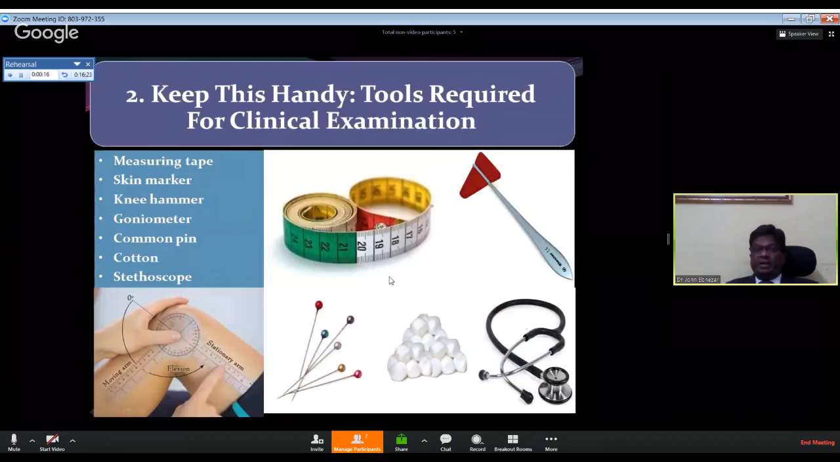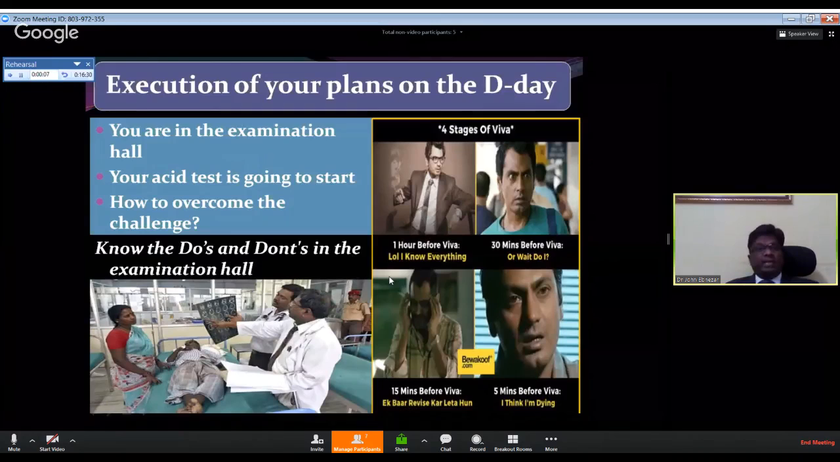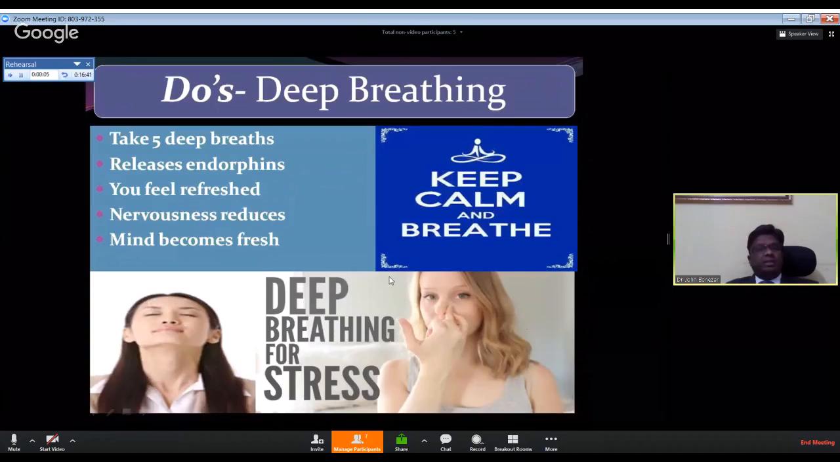And how are you going to execute your plans on the day? You're in the examination hall. Your eyes and discipline start now. How to overcome the challenges? Know the do's and don'ts in the examination hall. Start deep breathing, take 5 deep breaths. This releases endorphins to feel refreshed. Nervousness reduces, mind becomes fresh.